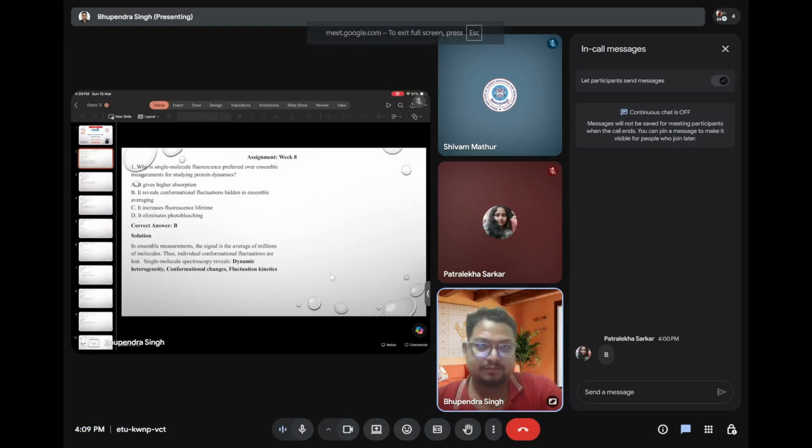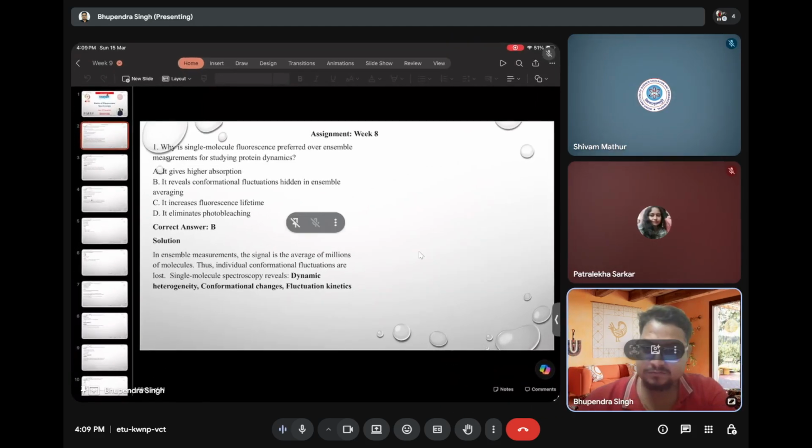Right, I'm presenting now. My screen is visible here. In the solution it is written: in ensemble measurement, the signal is the average of millions of molecules. Thus, individual conformation fluctuations are lost. Single molecule spectroscopy reveals dynamic heterogeneity, conformational change, and fluctuation kinetics. So I think I have given you enough knowledge to solve this question.